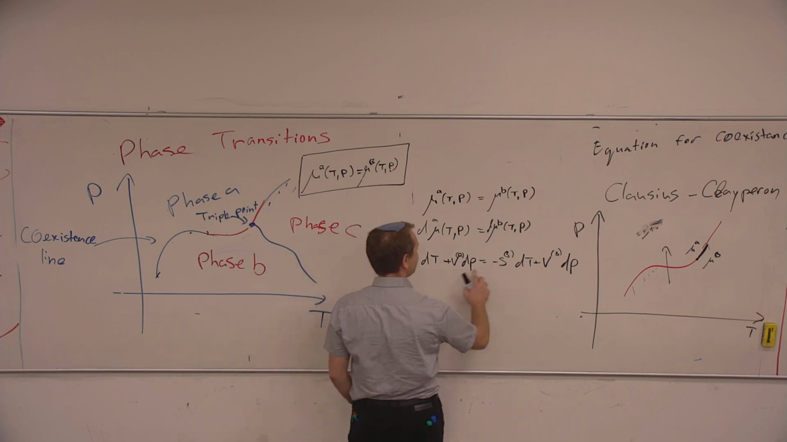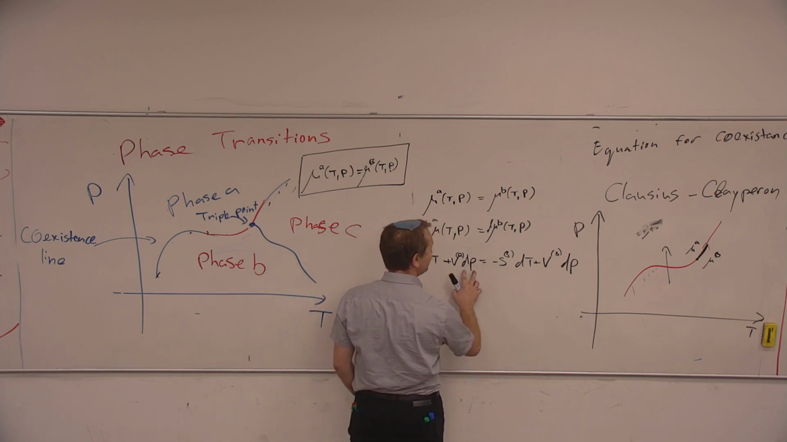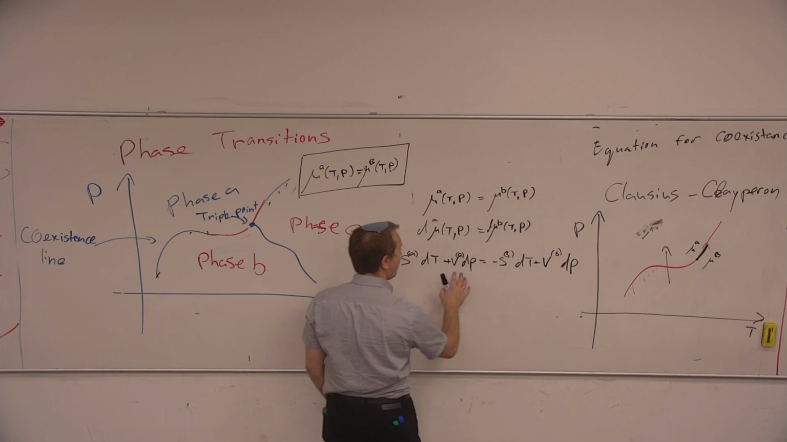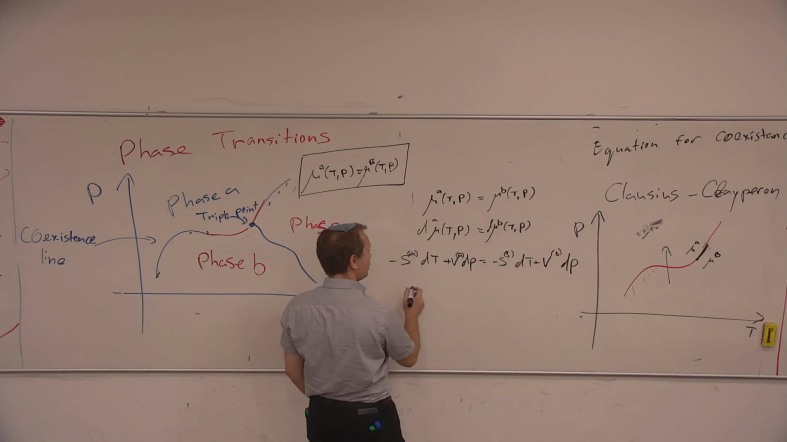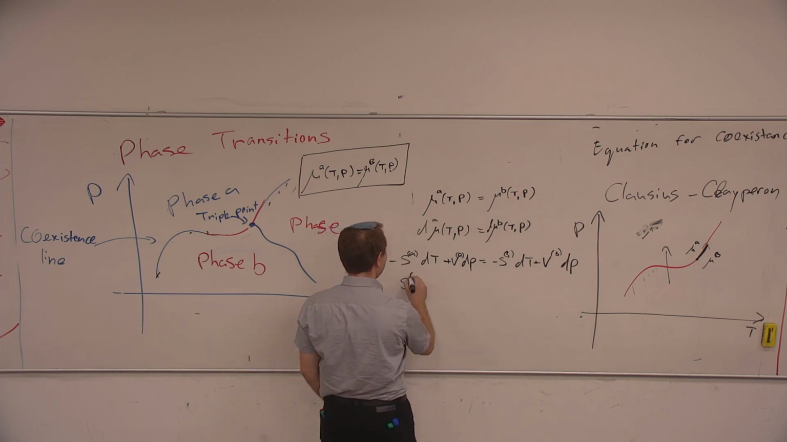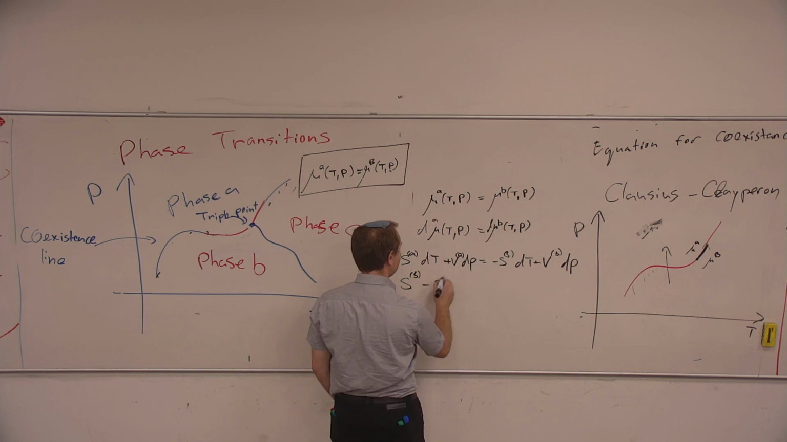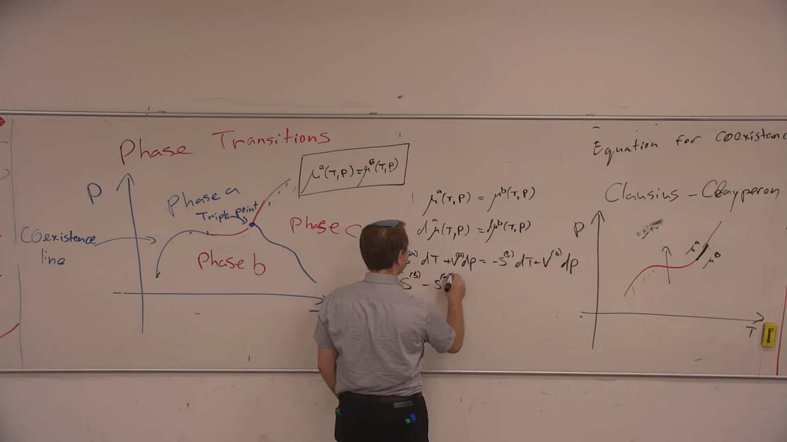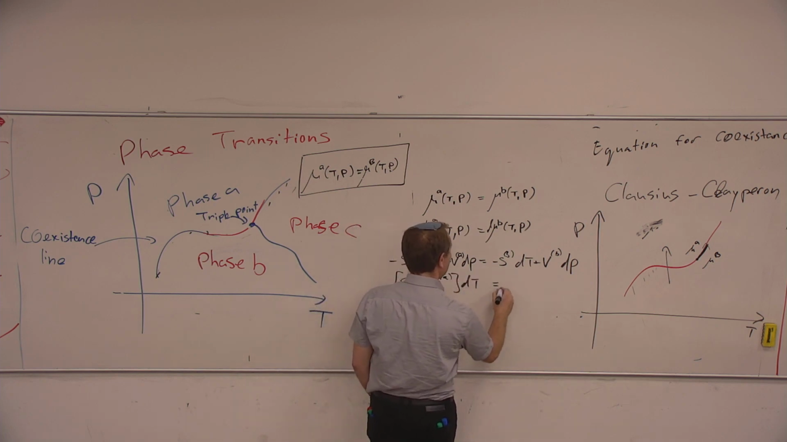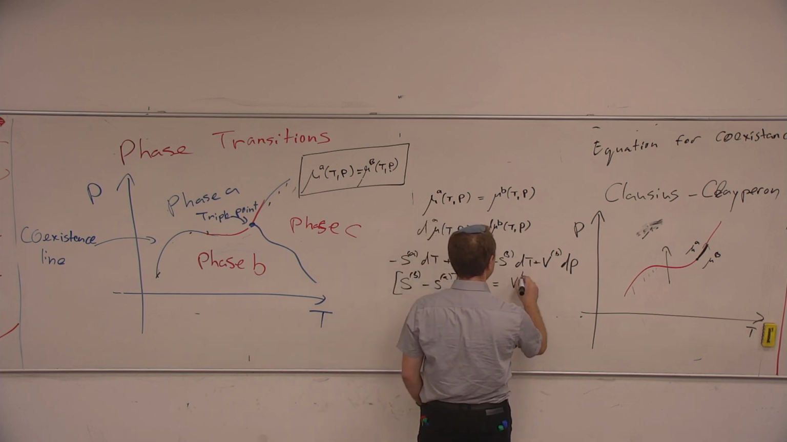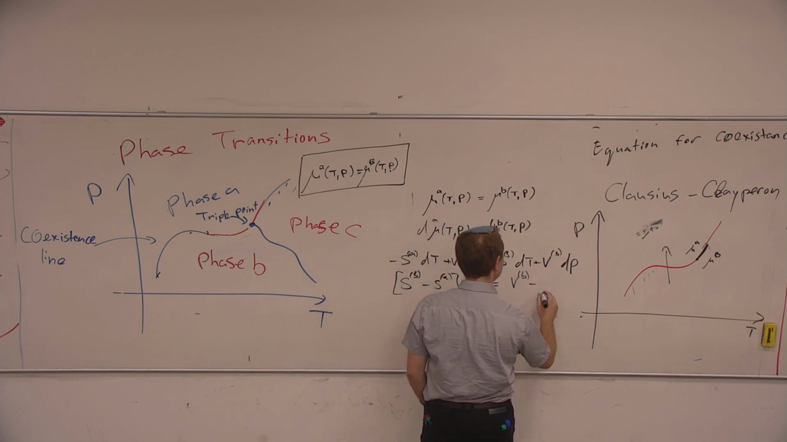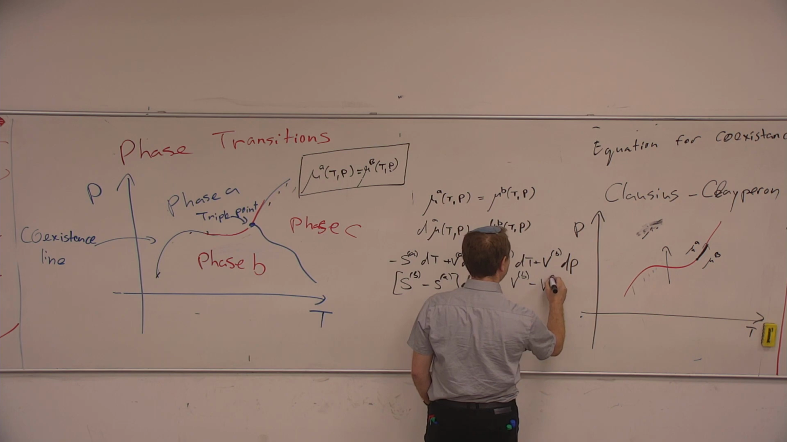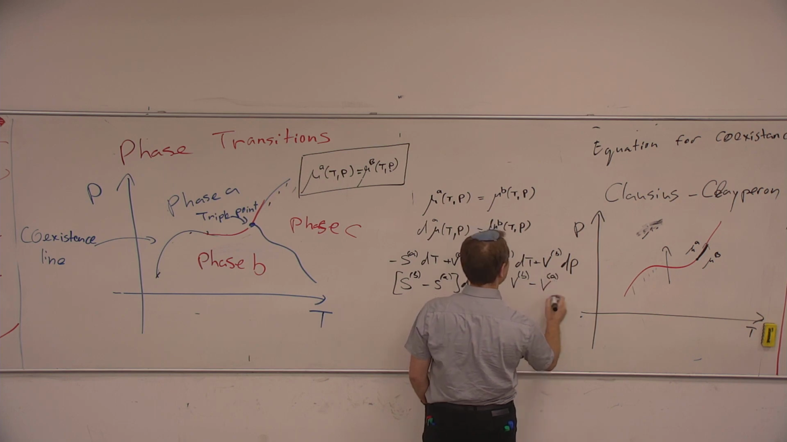Alright, so let's shift everything: all the dp's to the right-hand side, all the t's to the left-hand side. So what we're getting over here is (s_b − s_a) dT = (v_b − v_a) dp.